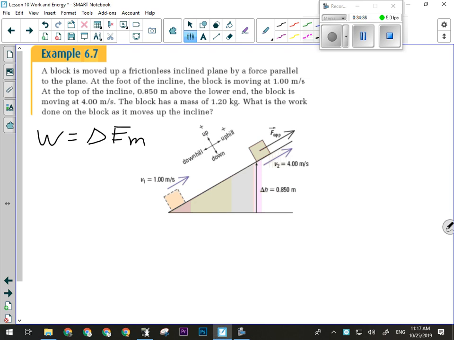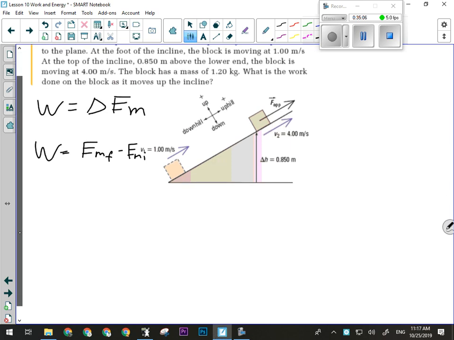Now, quick review. How do I calculate mechanical energy? What two things do I add together? Potential and kinetic energy. All right, so I'm going to have to keep expanding this formula out. I'm going to make it longer and longer, but it's always going to say the same thing. So change in mechanical energy means the final mechanical energy minus the initial mechanical energy, right? Because change is always final minus initial.